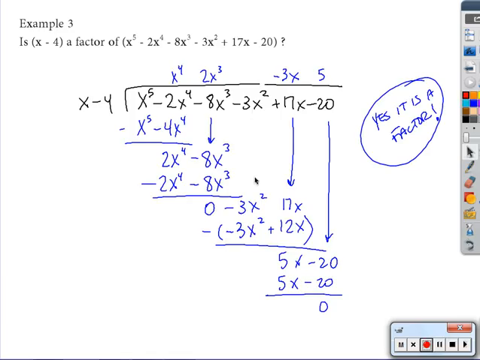Because of that, I brought down the next two pieces, the 3x squared and the 17x. And negative 3x times x is negative 3x squared. Negative 3x times negative 4 is positive 12x, remainder 5x. Bring down the minus 20. 5 times x is 5x. 5 times negative 4 is negative 20. Remainder of 0 is what tells us that, yes, x minus 4 is a factor.